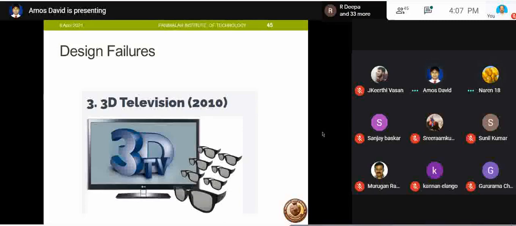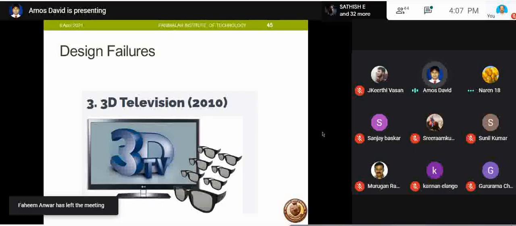This was developed by LG, and this technology was used by a lot of top companies, television companies, electronic component manufacturing companies, but it didn't go well. What is the drawback in this? Can you tell me?